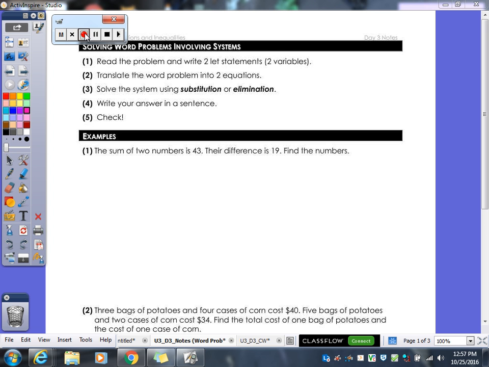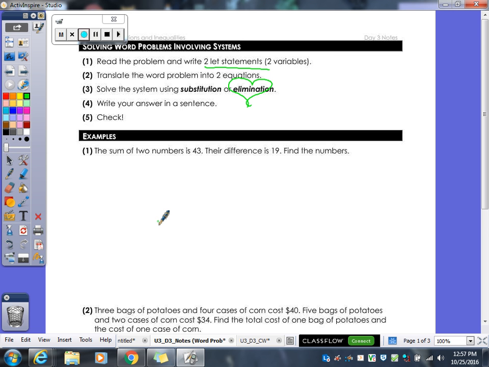We're not comparing two things anymore. We have different things, okay? So it'll be like buying baseballs and soccer balls, two different things. Cheese pizza and mushroom pizza. Okay, so two different things, not one compared to the other. All right, so now that we have two different things, we're going to have two let statements, or two variables. They're either going to be substitution or elimination. They will mostly be elimination.